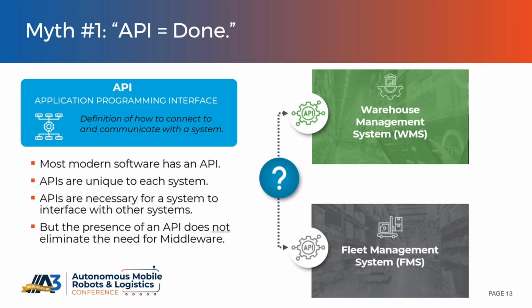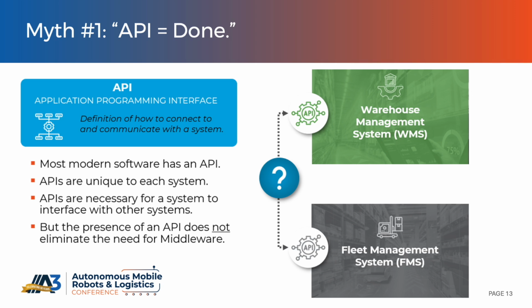So let's use a little bit of a hypothetical here. In this case, we're talking about a very simple connection between a warehouse management system and a fleet management system. This is a typical starting point when you talk about integration. And you're going to do your due diligence as a company. You're going to go to your AMR supplier. You're going to ask them, hey, can you communicate with this warehouse management system? And I guarantee you the answer is going to be yes.